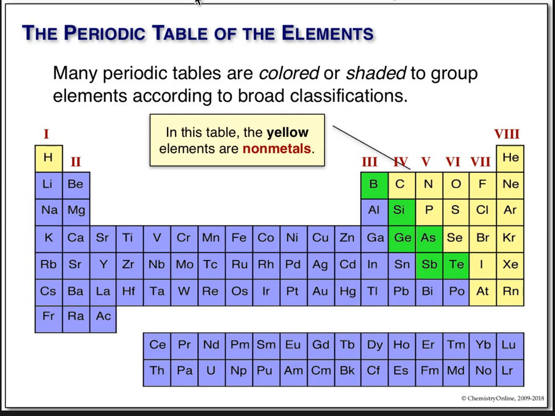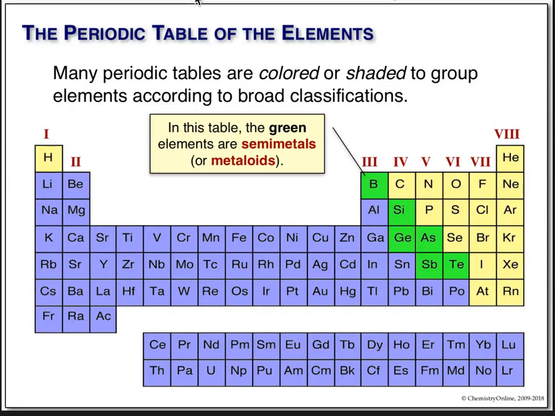The little green guys here between metals and nonmetals are called the semi-metals. They have properties of both metal and nonmetal. The most important property: these are conductors, these are insulators, these guys are the semiconductors. Silicon, germanium, the classic two semiconductors. They are semi-metals or metalloids.